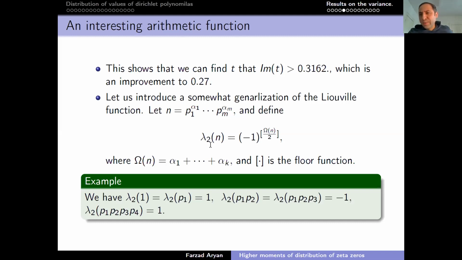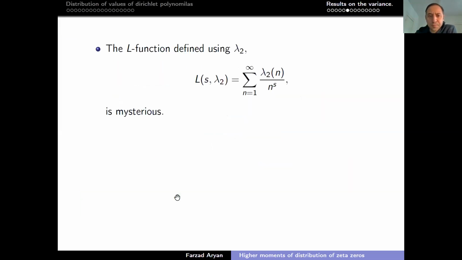It's better to explain probably with the example. Lambda 2 of 1 is 1, lambda 2 of primes is also 1, but lambda 2 of a product of 2 primes is minus 1, as well as lambda 2 of a product of 3 primes. And when it goes to a product of 4 primes, it switches back to 1. If you want to compare it with the Liouville function, lambda of the Liouville function over primes is minus 1. So it changes with every 2 prime factors.